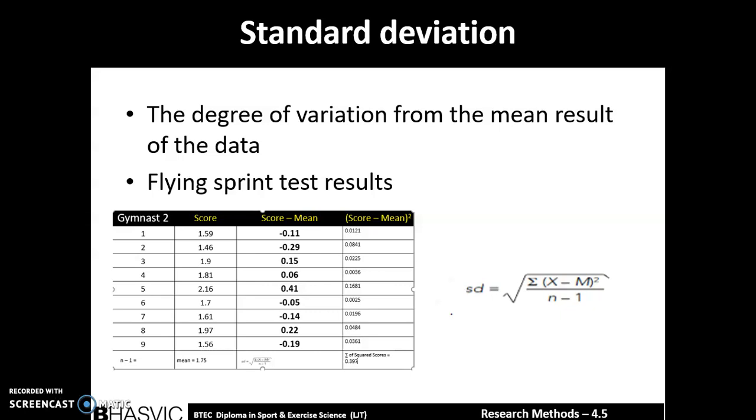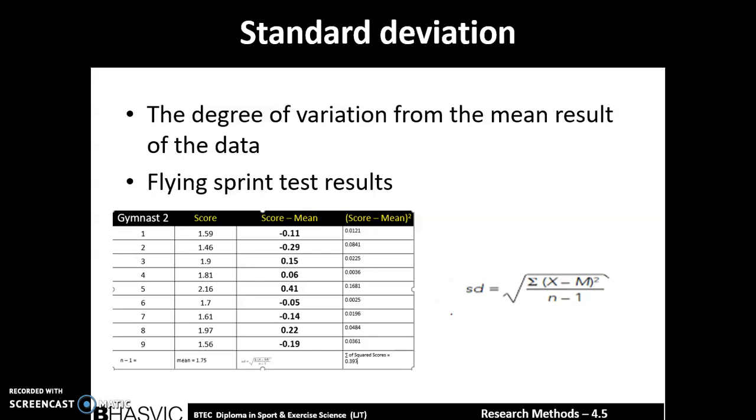Next we have standard deviation, and this represents the degree of variation from the mean result of the data. So in a study, once the mean result has been worked out, you can then go on to use standard deviation to show the spread of results, and therefore to see possibly whether or not the data collected was perhaps a fluke, or possibly just doesn't accurately represent what actually took place in the study, or could have taken place.